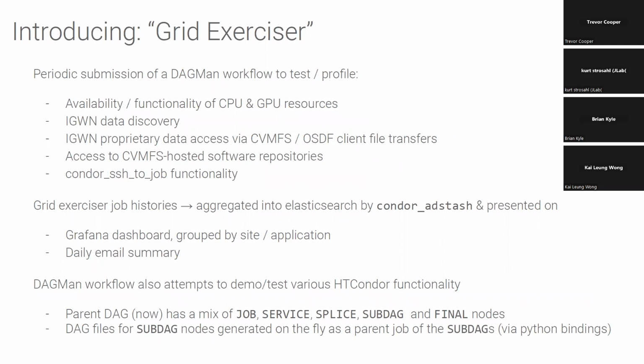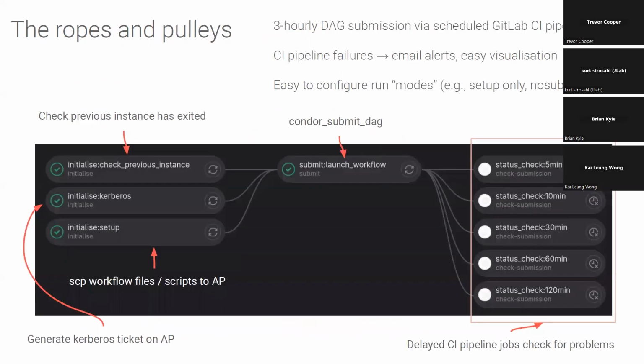Okay, so where was I? I was basically giving the overview that it's this periodically submitted DAGMan workflow that tries to test all the things our users are typically interested in, and then all of the features that I'm interested in, that we've requested from Condor and OSG more broadly.